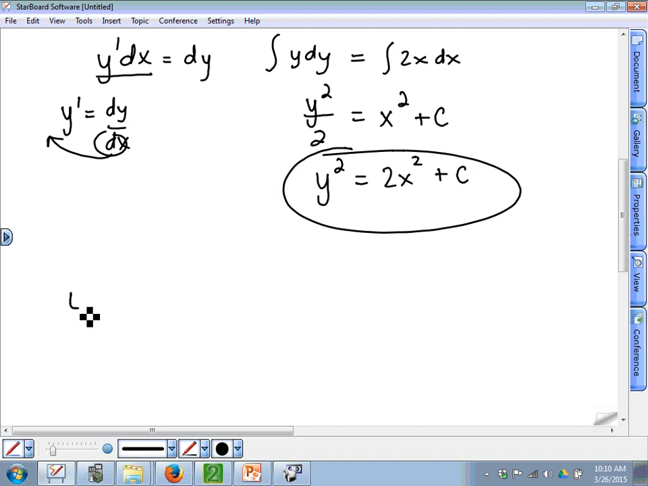Let's just try a few of these. Another example. Use separation of variables.